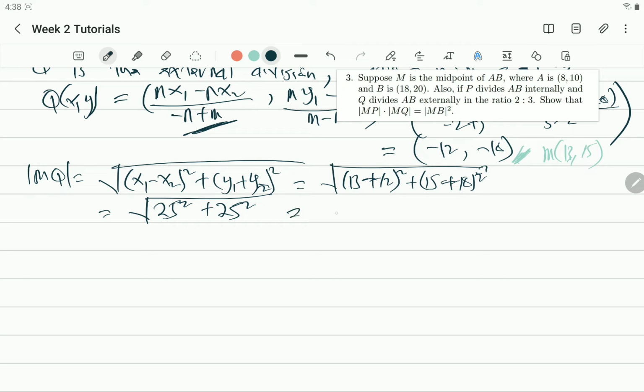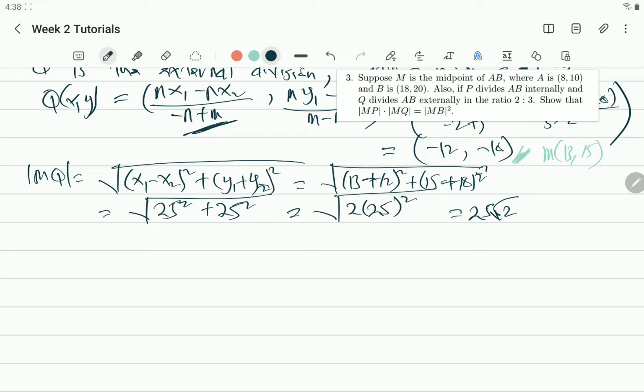So that makes our calculation easier without a calculator. 25 squared plus 25 squared is actually 2 times 25 squared. This way I can just apply my set ideas, and that eventually gives me 25 root 2. So MQ is 25 root 2.